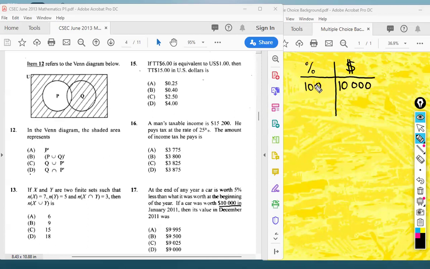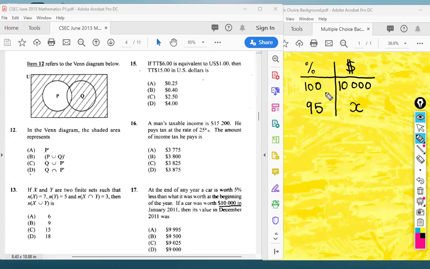So that's 100%, right? The original value, you always equate it to 100%. Now, if it went down by 5%, 1 year passed, if it lost 5% of its value, then it's now worth 95% because it lost 5%. And all you have to do is cross multiply, and you will get the same answer as if you found 5% of the 10,000 and minus that answer from the 10,000.